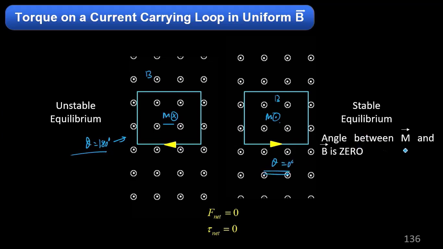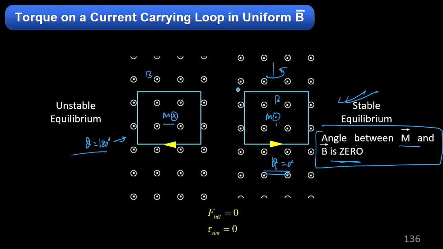If the angle between M vector and B vector is 0, that means it should be stable. If I slightly rotate the coil, it comes back to the initial position. But in the other situation, if I slightly rotate this coil, it will never come back to the initial position. That means the second situation is unstable. So if the coil is placed such that the angle between M and B is 0, the coil is always in stable equilibrium.